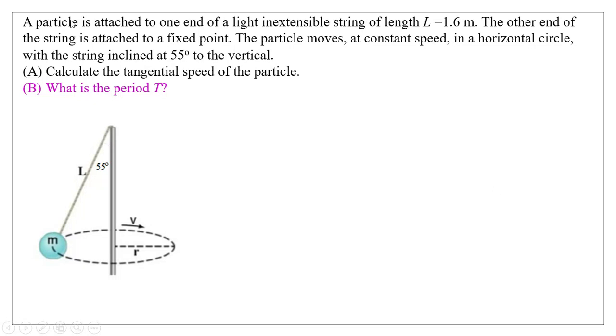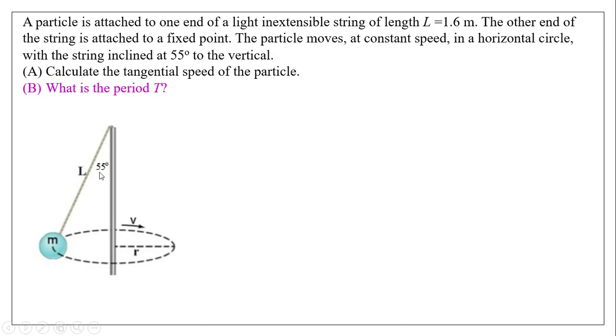So here we have a particle that's attached to one end of a light inextensible string of length 1.6 meters. The other end of the string is attached to a fixed point. The particle moves at a constant speed in a horizontal circle with the string inclined at 55 degrees to the vertical. All right, so we need to calculate L1, the tangential speed, and the orbital period.